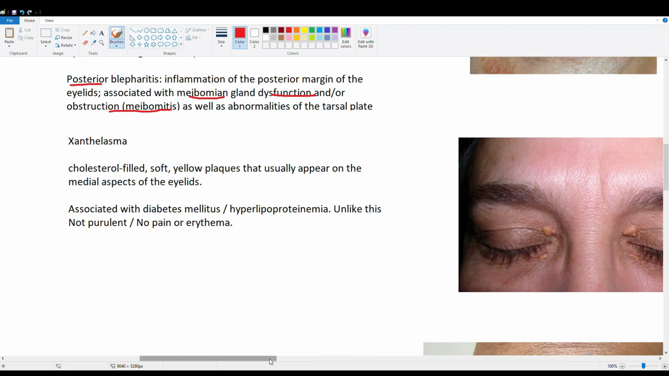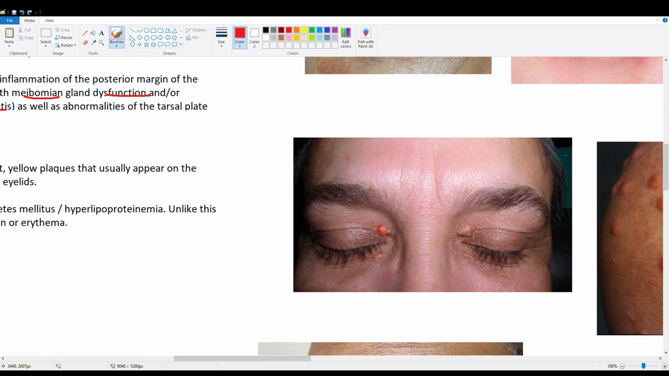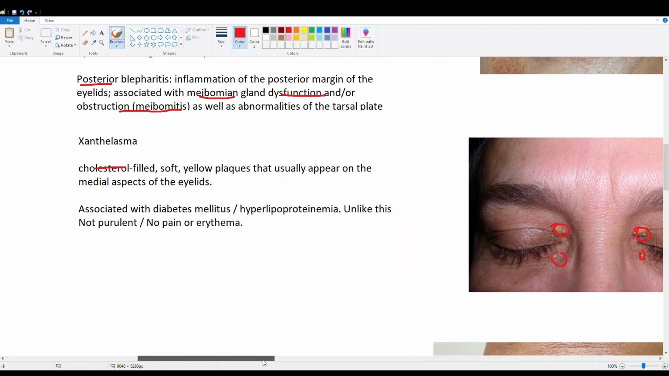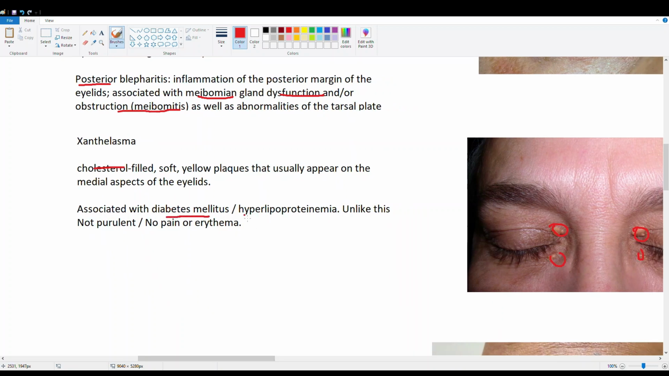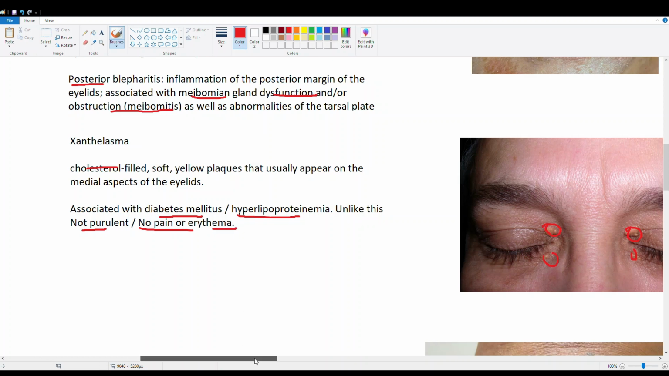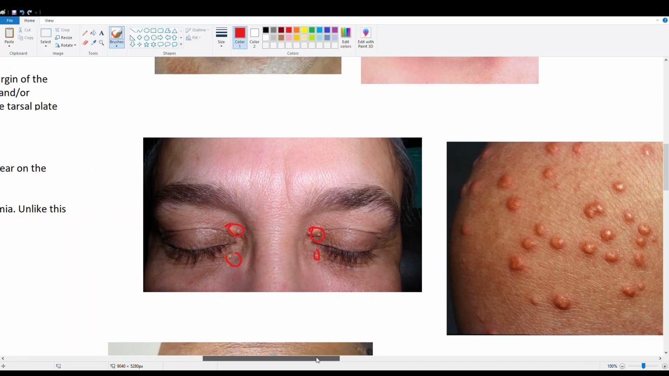Next, we have xanthelasma. Now, this one should have been an easy to rule out thing. Xanthelasma is also usually bilateral. These are cholesterol-filled soft yellow plaques, which usually appear medially on the eye. So look at these medial lesions right here. Boom, boom. These are not painful, right? And they're essentially made of LDL, or lipid deposits. They're associated with diabetes and hyperlipidemia. There's no purulence, no pain, and no erythema. So our patient had all those three, so this can instantly be ruled out.